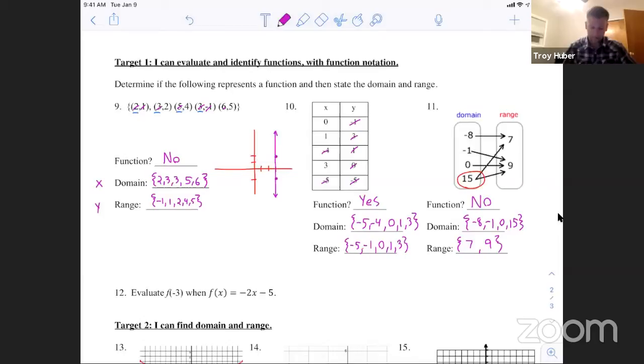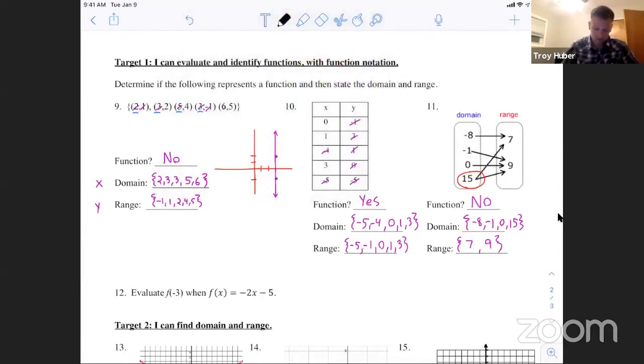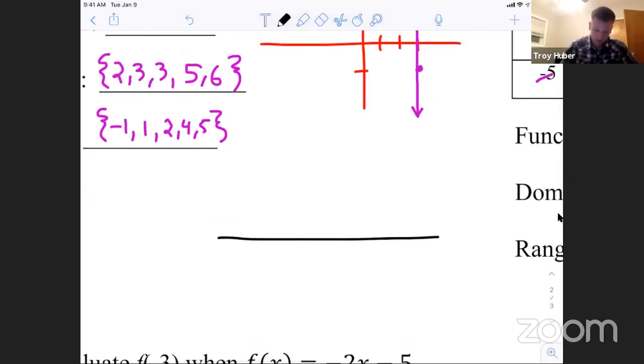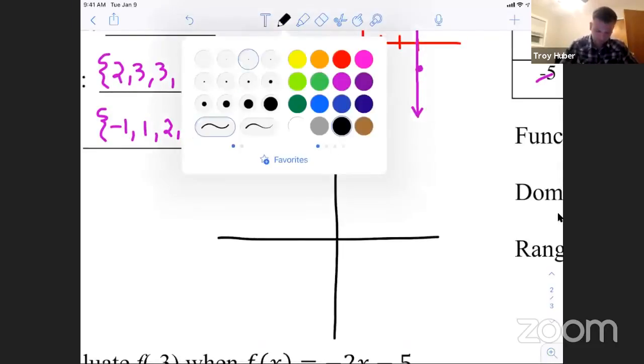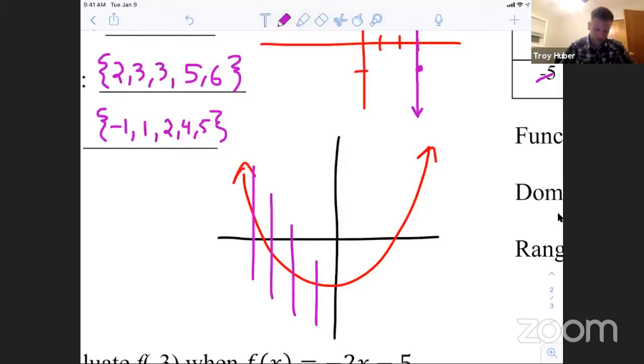So I like to sometimes play a quick little game. Is it a function or not? So let's play that really quick. Function or not? Okay, well, remember that vertical line test. Draw a whole bunch of vertical lines and see how all of them are only hitting one point on my graph. That would mean that this is a function.